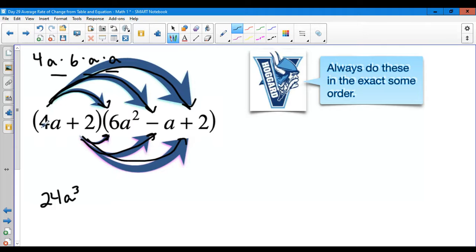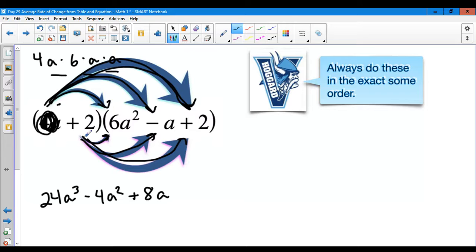Next term is the 4a times the negative a. Positive times negative is negative. 4 times a is 4a squared. And then the 4a times the positive 2, again, both positive, so simple. That's going to be 8a. The first term in this binomial has been multiplied by all three in the second polynomial, or the trinomial.